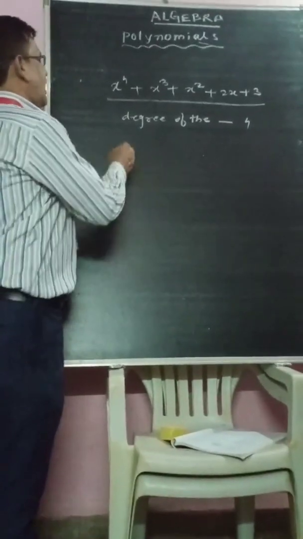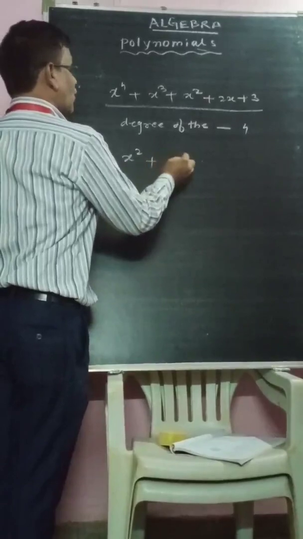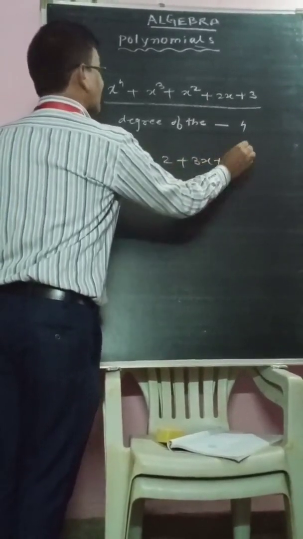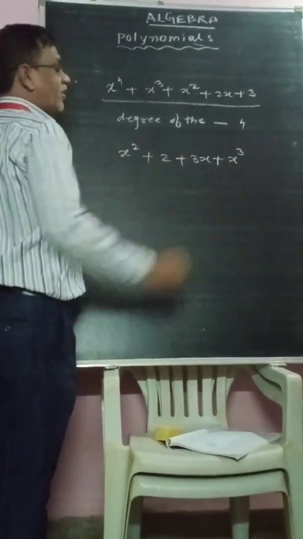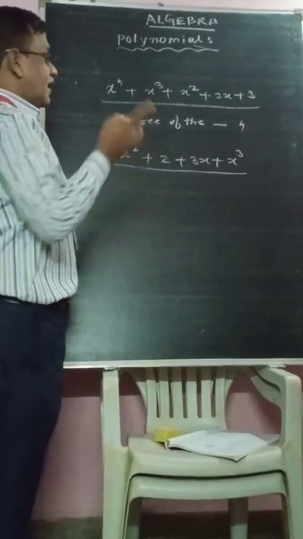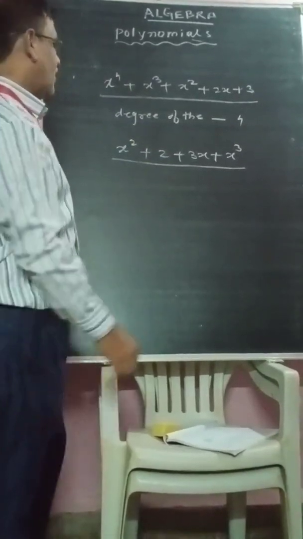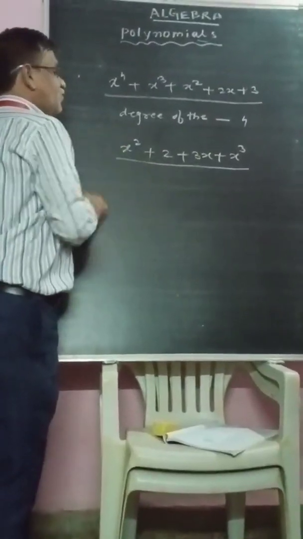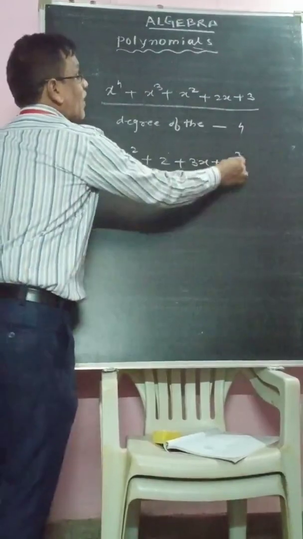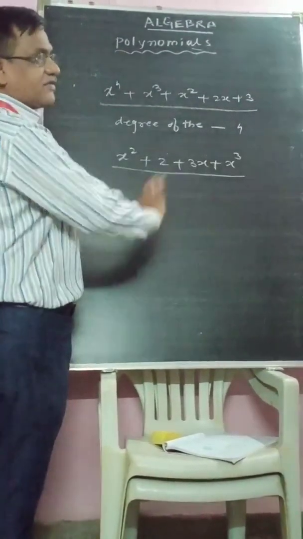Sometimes it is written as x square plus 2 plus 3x plus x cube in this way, but it is not a standard form of the polynomial. Either you have to write the powers in ascending or descending order, then it is called a standard form. See here, the first power is 2, but the second power is 0, the third power is 1, and the fourth power is 3. So it is not a standard form.